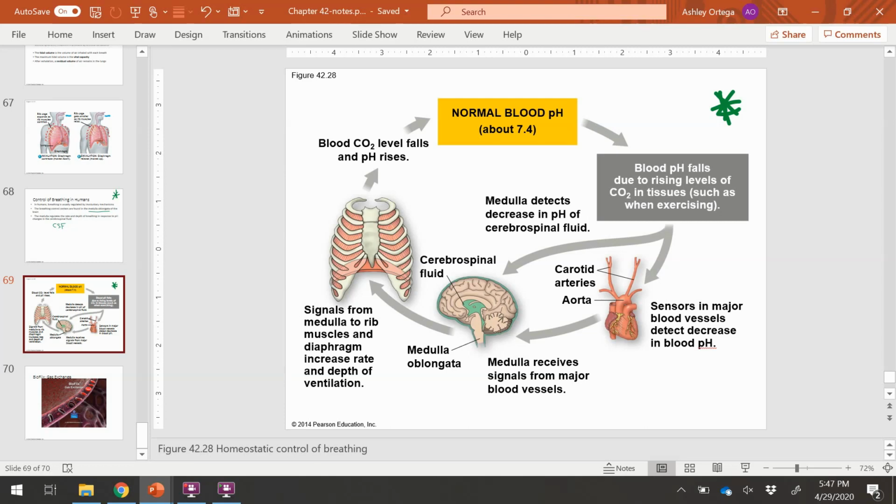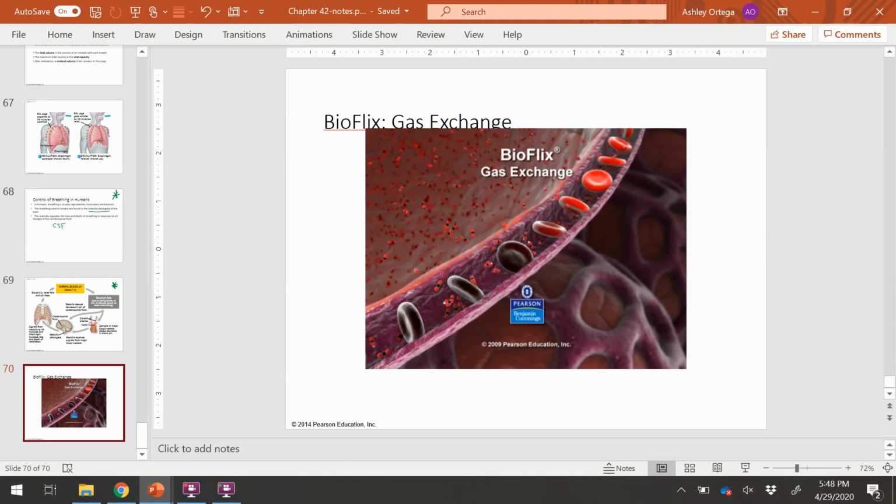It can also be registered through sensors in major blood vessels that detect the decrease in blood pH. The medulla receives these signals and then sends out signals to increase the rate and depth of ventilation, of breathing. And so then that restores the amount of oxygen, lowers the amount of carbon dioxide, and restores the pH value. Here I have a video on gas exchange I'll play that will summarize this chapter.